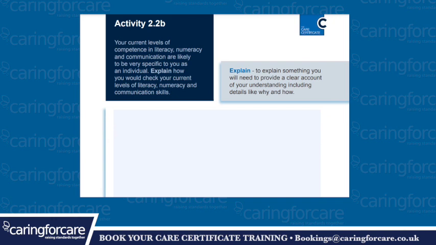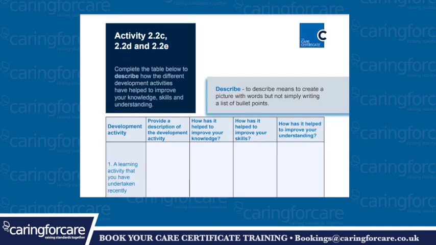Activity 2.2b. Your current levels of competence in literacy, numeracy, and communication are likely to be specific to you as an individual. Explain how you would check your current levels of literacy, numeracy, and communication skills. Explain: to explain something, you will need to provide a clear account of your understanding, including details like why and how.